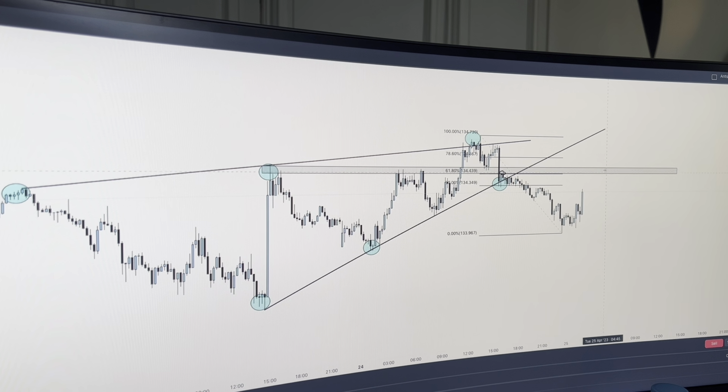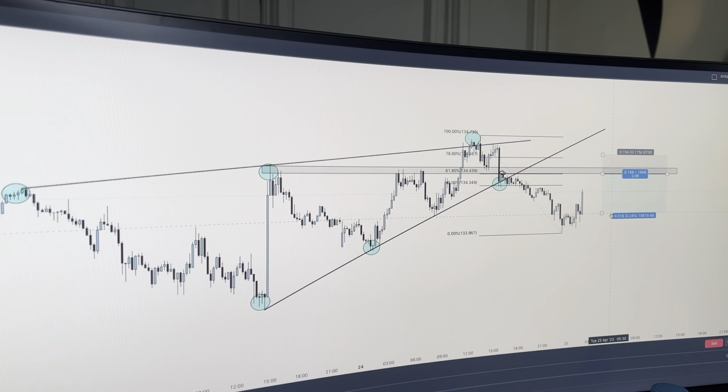So that being said, the 61.8 is the level where we want to be stepping into our sell positions. And so once again, we'll put our sell limit there. And where are we going to put our stops? We're going to put our stops above the next fib level, above the 78.6, like so.